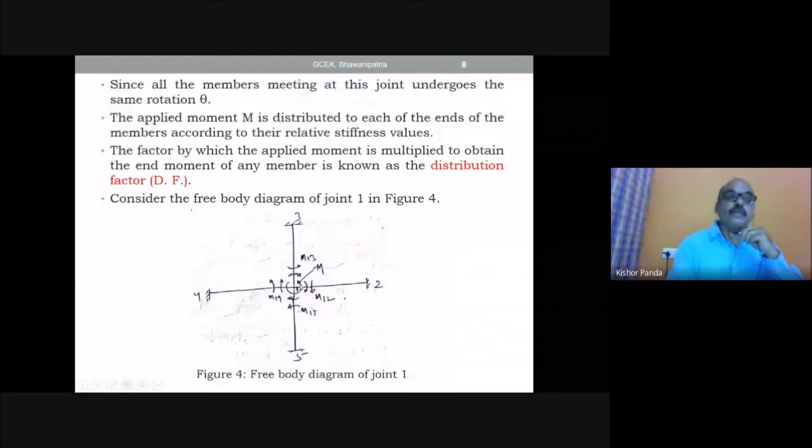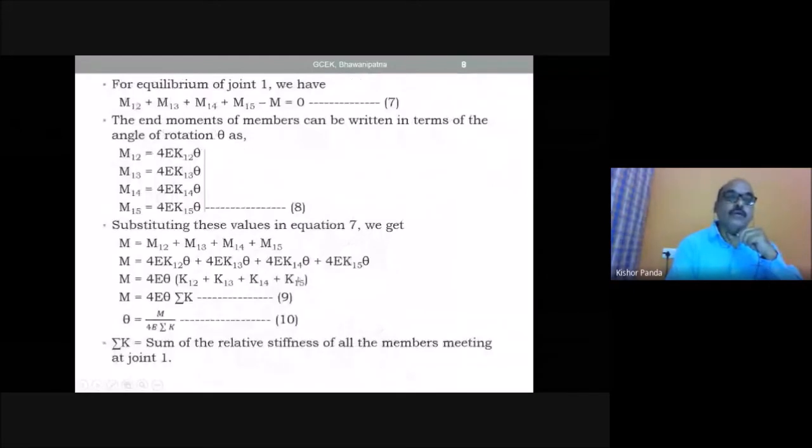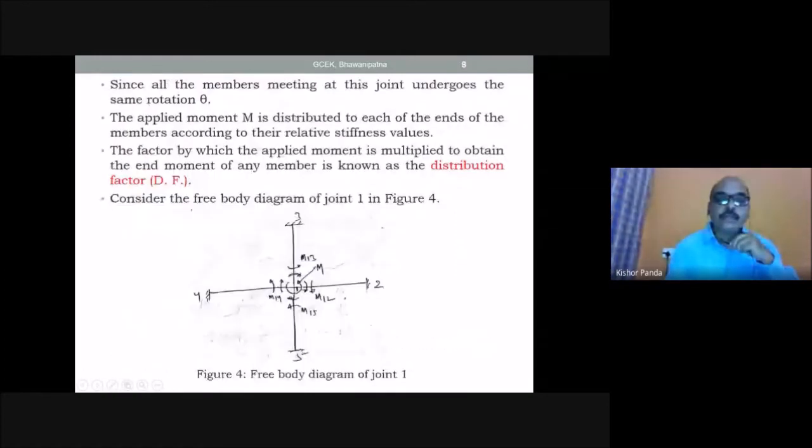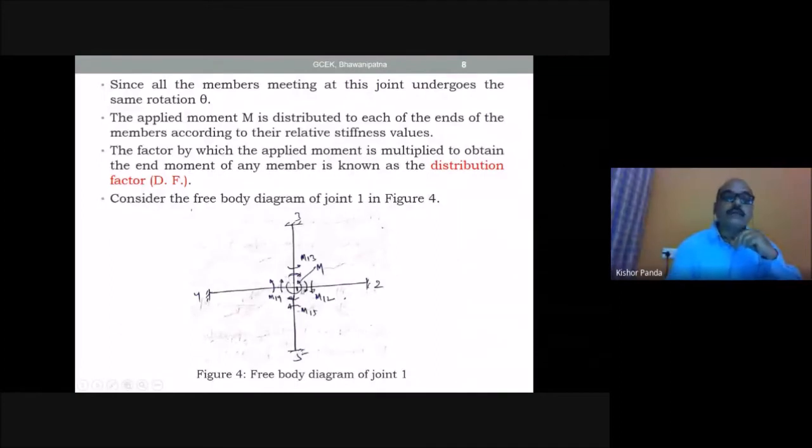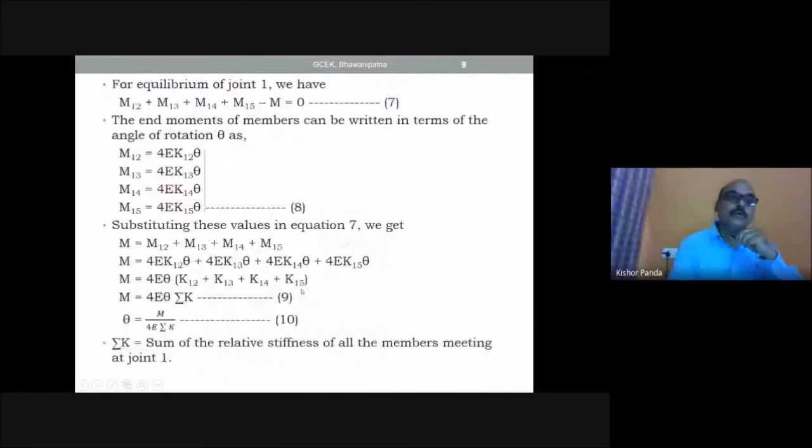What is the sum of the moments at joint 1? For equilibrium of joint 1, we have M12 plus M13 plus M14 plus M15 minus M is equal to 0, because the clockwise moment is taken as positive, and the anticlockwise moment is negative. So M12, M13, M14, M15 are positive, minus the anticlockwise M, equals 0.